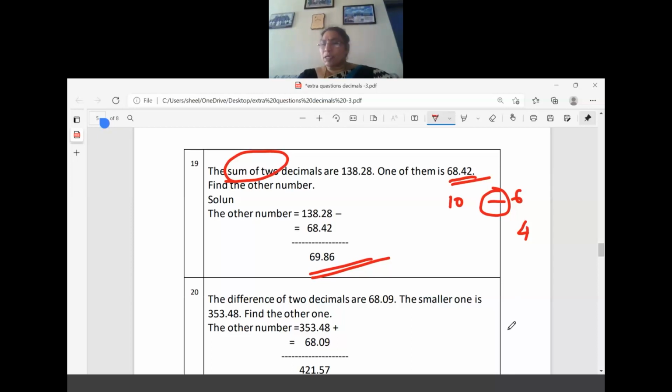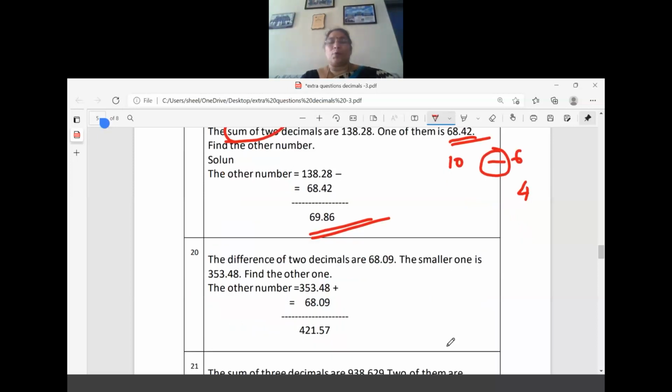So once again, the sum of the two decimals is 138.28. One of them is 68.42. Find the other. So for calculating the other number, what should we do? We should subtract. So we have subtracted 68.42 from 138.28. The answer is 69.86. The next question. The difference of two decimals is 68.09.